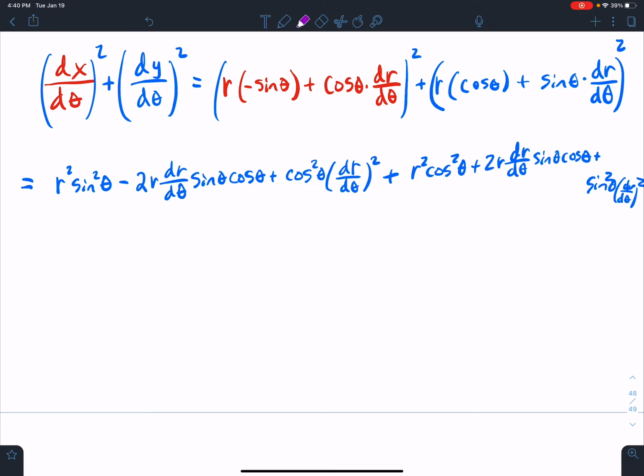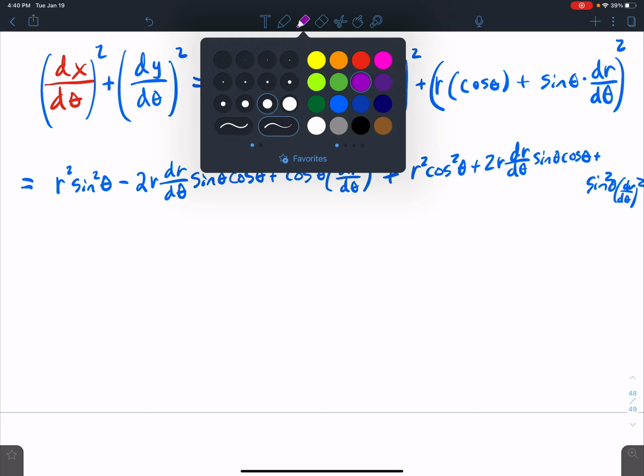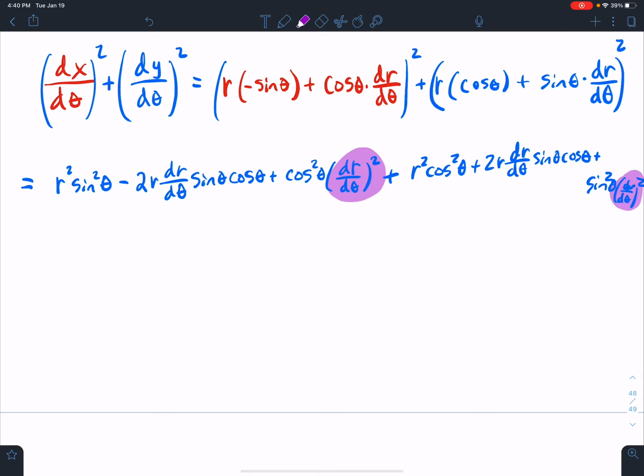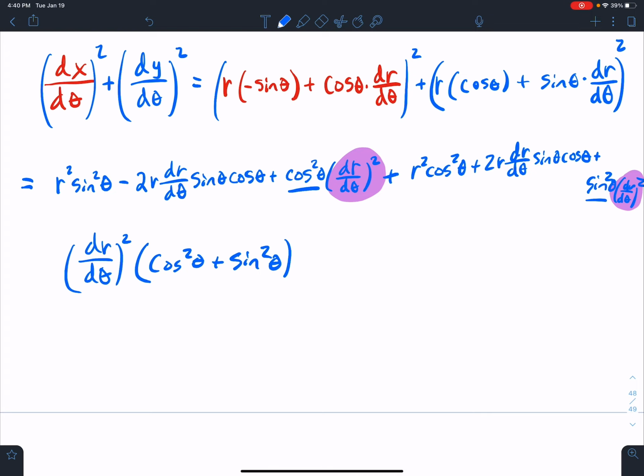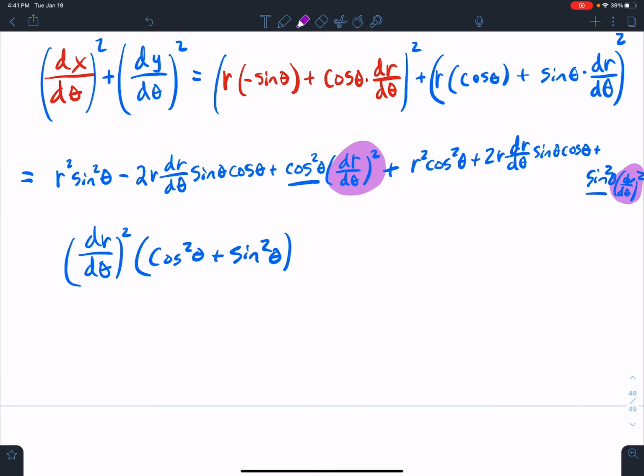Now I'm going to group the terms together that have (dr/d theta) squared. Okay, so that's (dr/d theta) squared. And so what is that? That's a cosine and a sine. So that's cosine squared theta plus, I'm sorry, sine squared theta. All right. And then I'm going to group the terms that have an r squared in them. R squared here and an r squared there. So I'm going to factor that out, and I have a sine squared theta and a cosine squared theta.